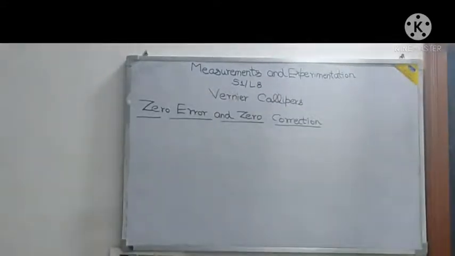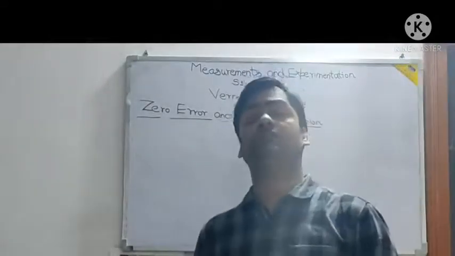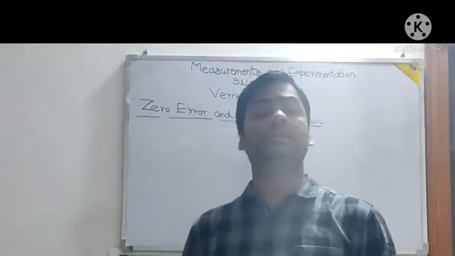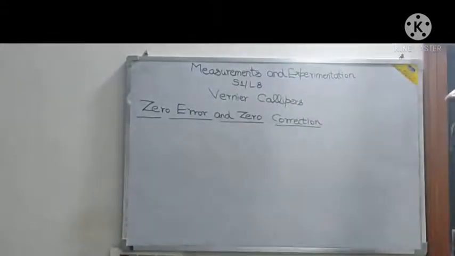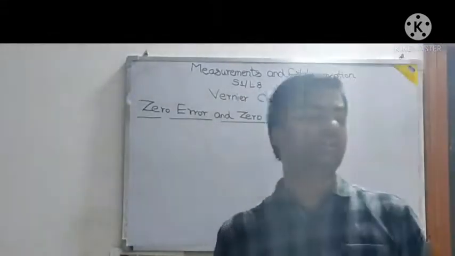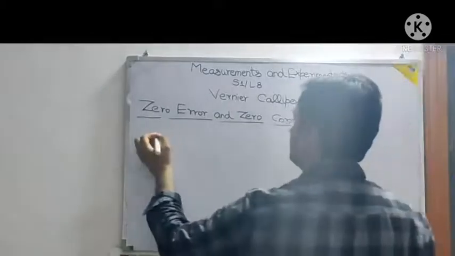And children, it is important to note down that you must consider the coinciding division while calculating the error, because coinciding division into least count plus main scale reading will give you the corrected value. Now the B part gives negative zero error.